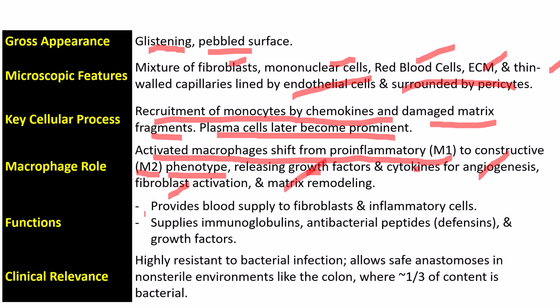It provides blood supply to fibroblasts and inflammatory cells and supplies antibacterial peptides such as defensins, immunoglobulins, and growth factors to this environment. This granulation tissue is highly resistant to bacterial infection that allows safe anastomosis in a non-sterile environment such as the colon, where 1/3 of the content is bacteria.